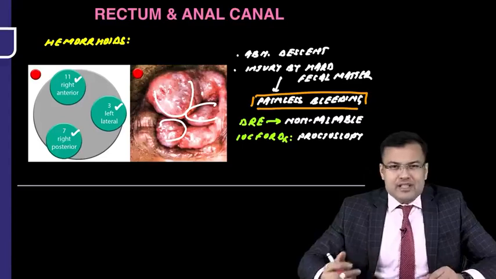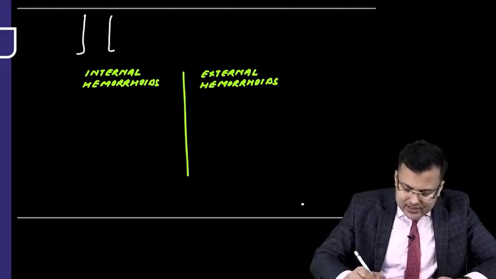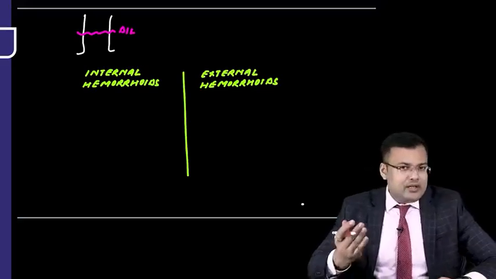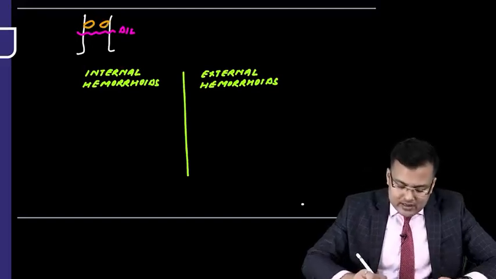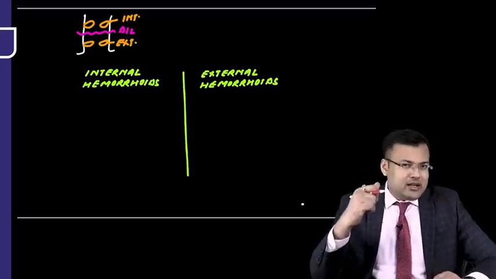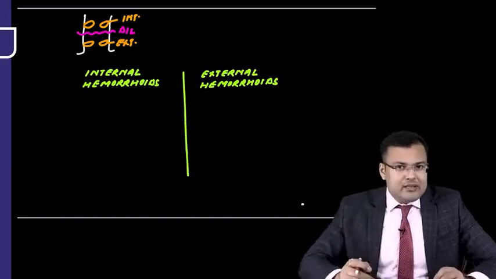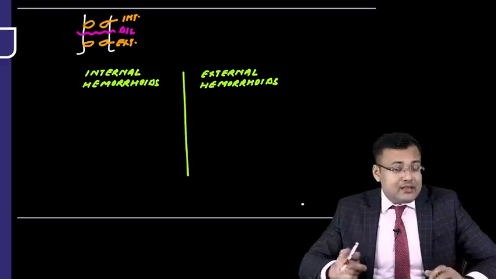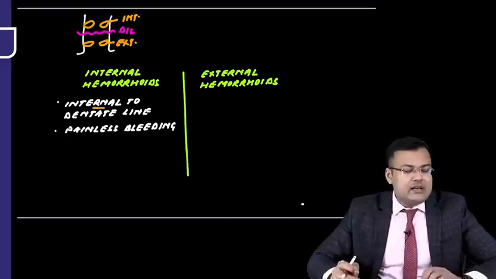One is internal hemorrhoid, one is external hemorrhoid. It's very easy to understand. See, this is the anal canal. In the anal canal, you can see this is the dentate line. Internal hemorrhoid is located internal to the dentate line. And external hemorrhoid is located external to the dentate line. So this is internal, and this is external. Clear? The internal hemorrhoid is located internal to the dentate line, that is the pain insensitive region. That's why there is painless bleeding. And external hemorrhoid is located in the pain sensitive region. That's why there is painful bleeding.